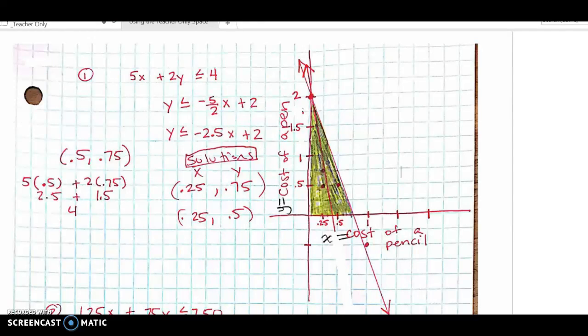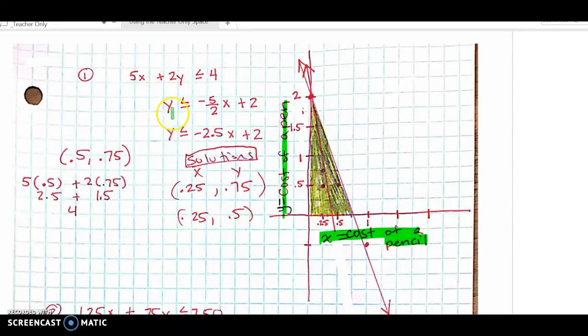Here we're looking at the solution for number 1. The cost of 5 pencils and 2 pens must be at most $4. Be sure you label your x-axis. I use the cost of a pencil to represent x, and I use the cost of a pen to represent y. So you want to make sure you have a graph that's labeled.